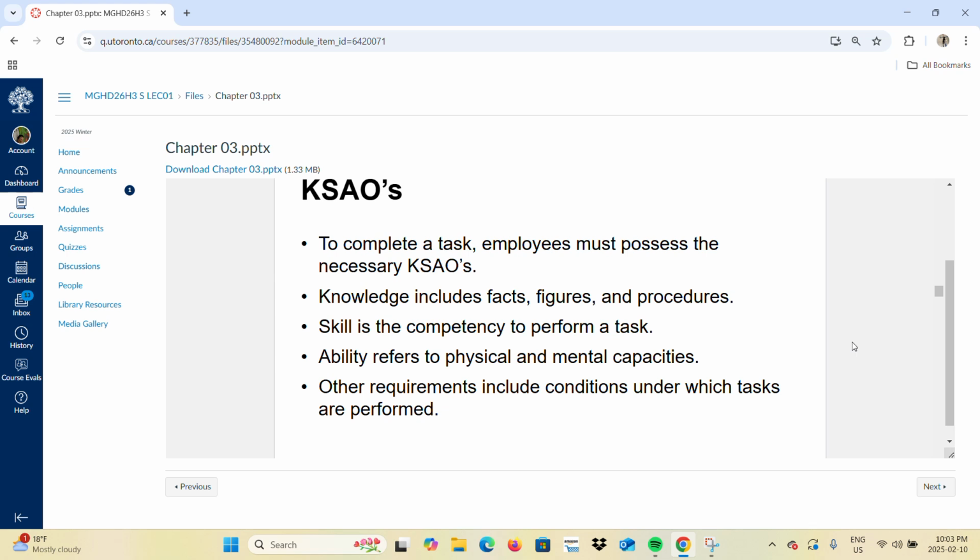To complete a task, employees must possess the necessary KSAOs. Knowledge includes facts, figures, and procedures. Skill is the competency to perform a task. Ability refers to the physical and mental capabilities. Other requirements include conditions under which tasks are performed. KSAO: knowledge, skill, ability, and other are the requirements.